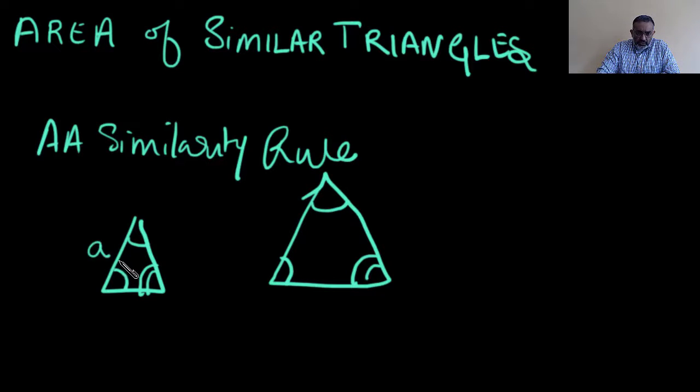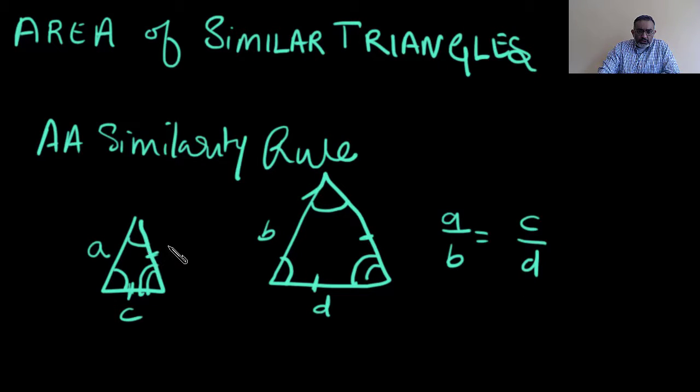In other words, their sides are proportional. So if this side was A and this side was B, then the proportion of A and B would be equal to the proportion of these two sides, say C and D. And similarly to these proportions, E. All right, so this is basically the AA similarity rule, and we are going to apply this principle to assess the relationship between the area of two similar triangles.